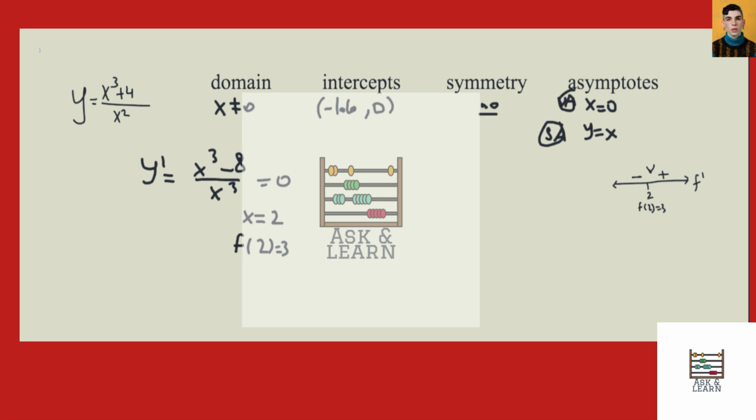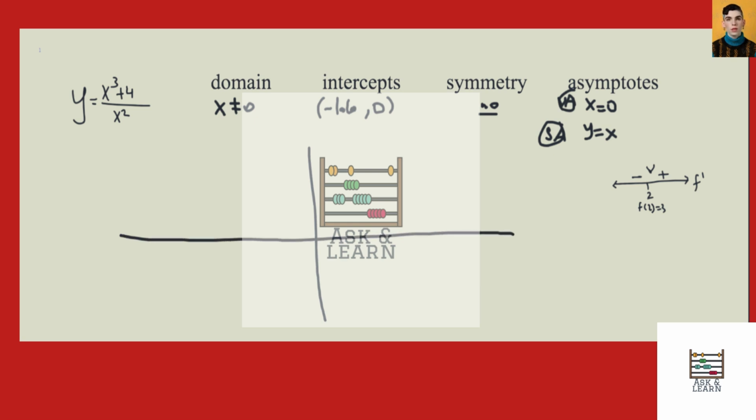And now we can do second derivative test. So y double prime is 24 over x to the 4th, but that's inconclusive. We cannot use it. So we can't look at concavity, but we can use the first derivative test. Okay, so now we can make our graph.